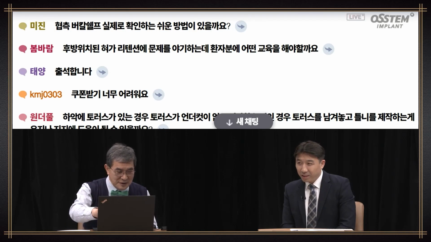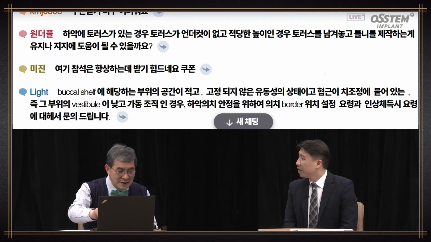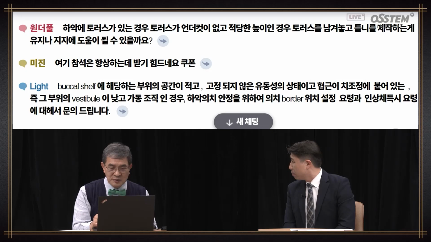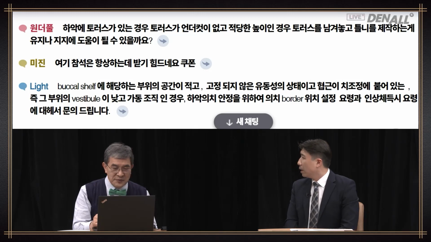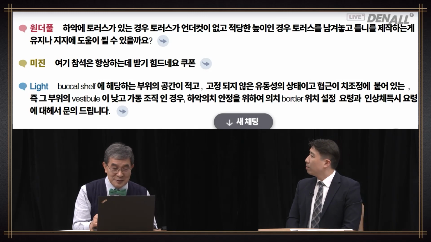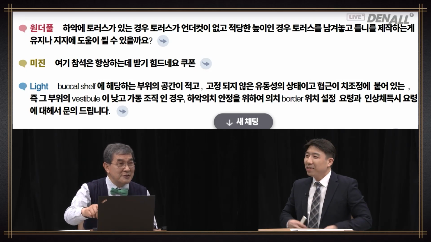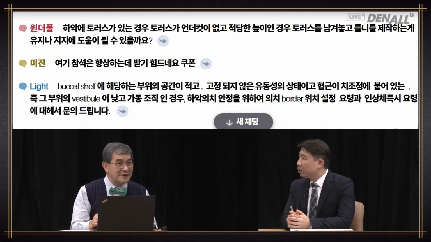We need to have the patient push the tongue forward. Wonderful. If there's a torus in the lower and there's no undercut in the torus and it has appropriate height, will it be of help in maintaining the denture in terms of retention and maintenance? I don't think it will be of help. I think we can provide the denture as is.